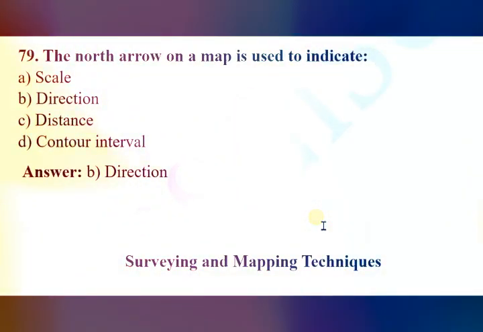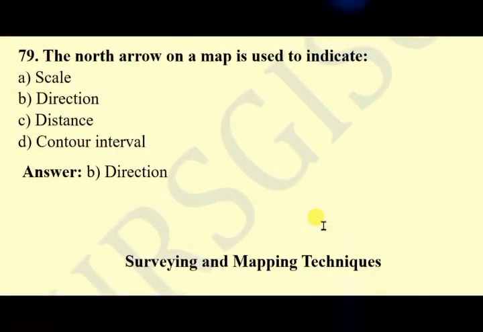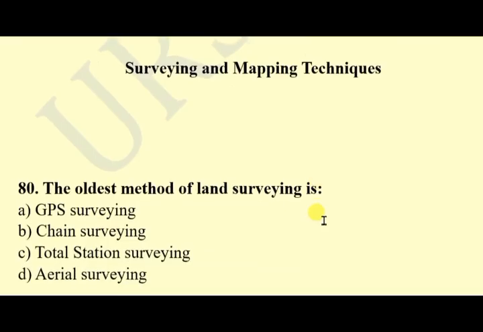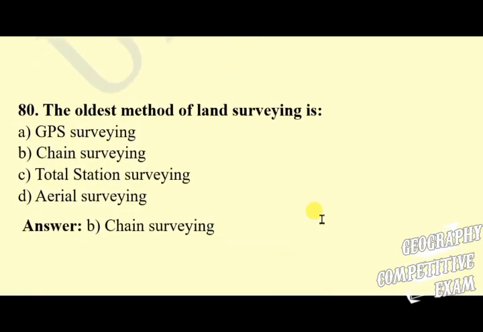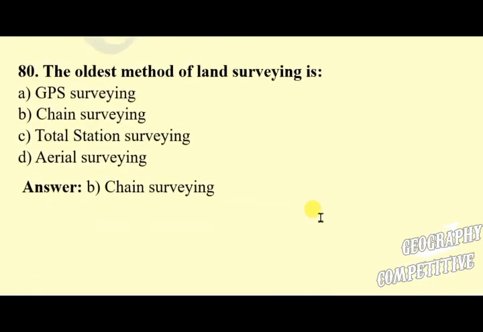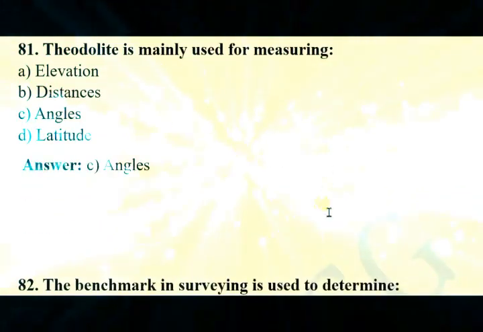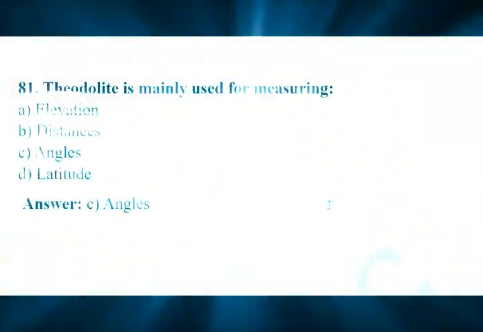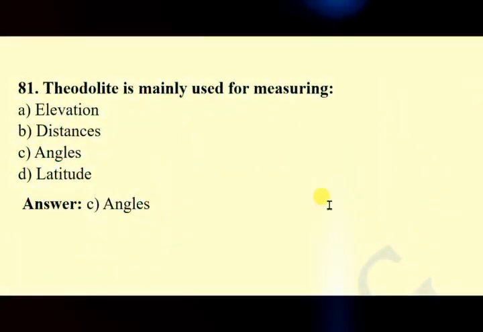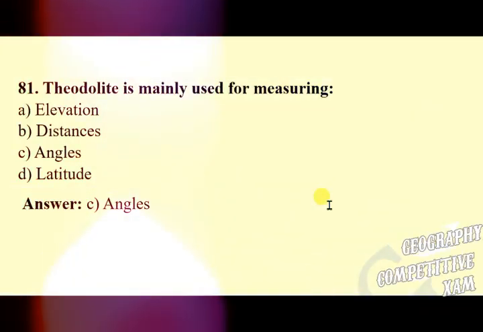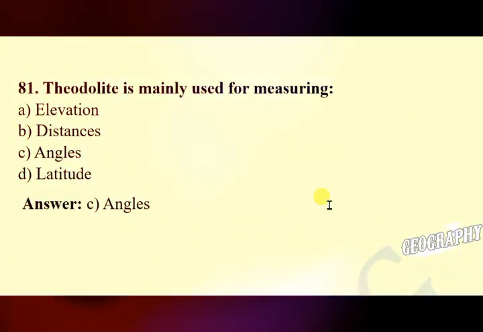Question 79. The north arrow on a map is used to indicate scale, direction, distance, contour interval. Of course, direction. Now the category: surveying and mapping techniques. Question number 80. The oldest method of land surveying is GPS surveying, chain surveying, total station surveying, aerial surveying. Here the right answer will be chain surveying. Question number 81. Theodolite is mainly used for measuring elevation, distances, angles, latitudes. So the right answer will be angles.